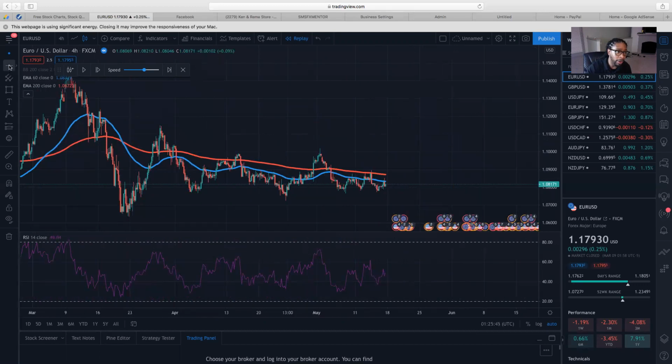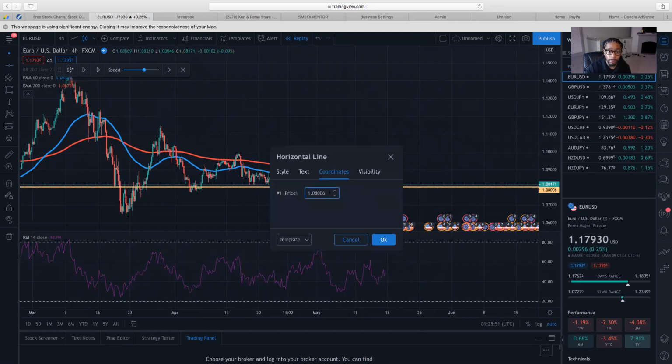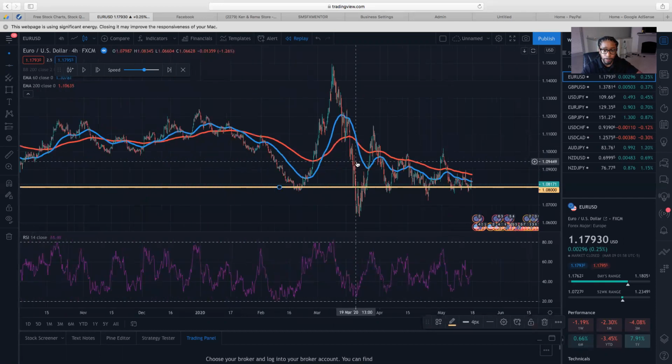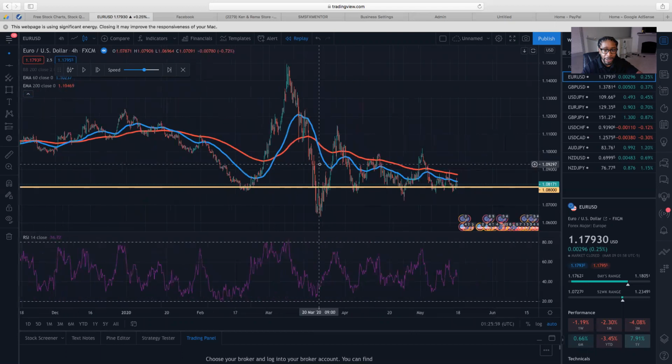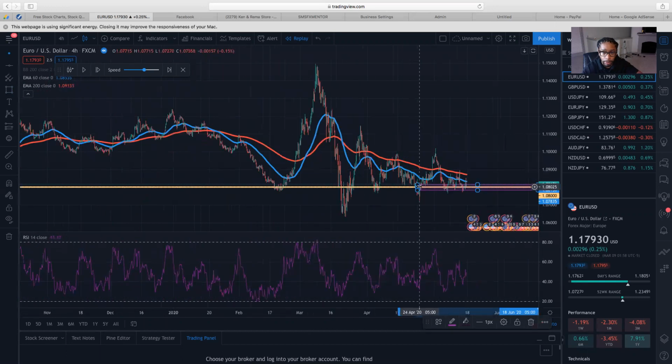We're going to mark that up, and then we're going to go back and look and see how many times the price bounced off this number. So we want to make that 8,000 flat, and then we're going to draw a box around it just so we can see how many times price tested this.